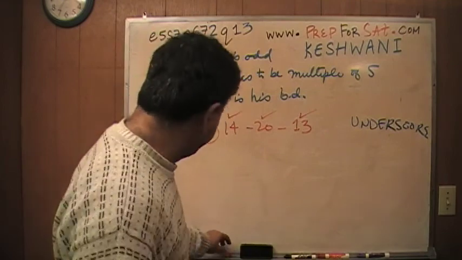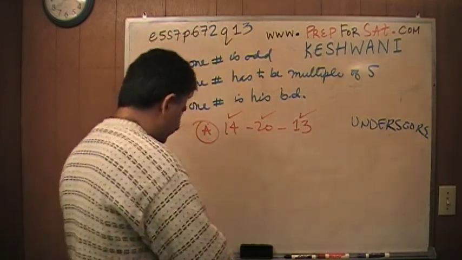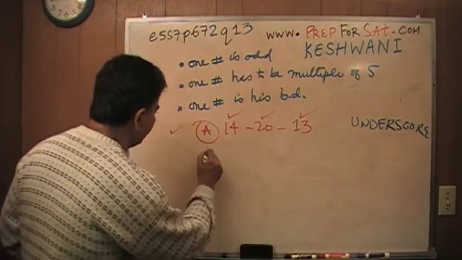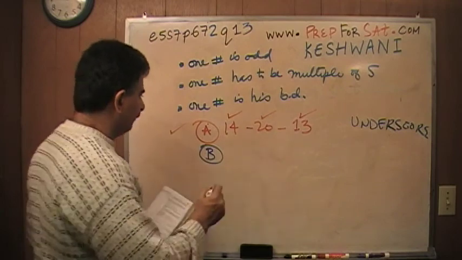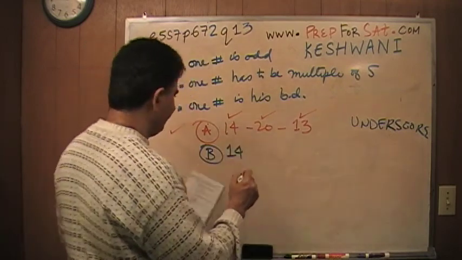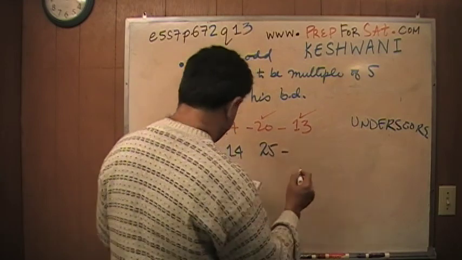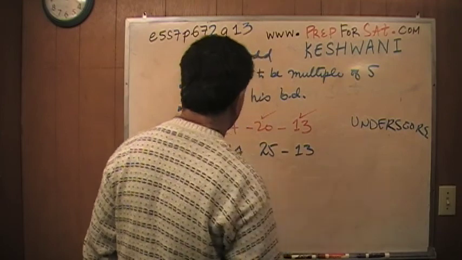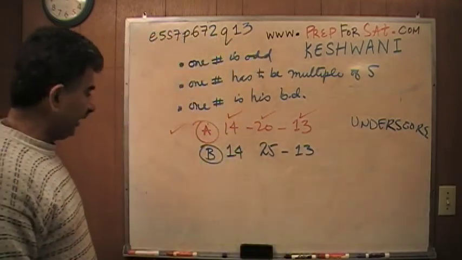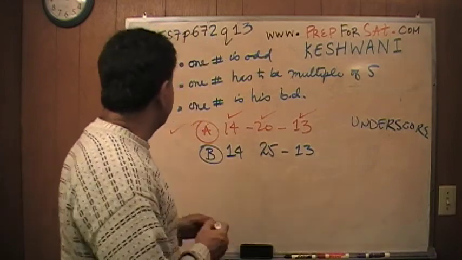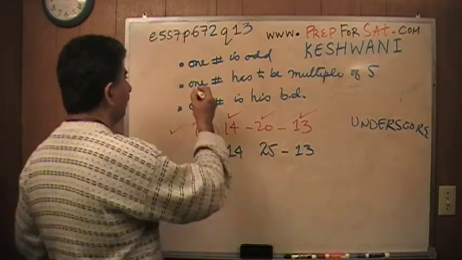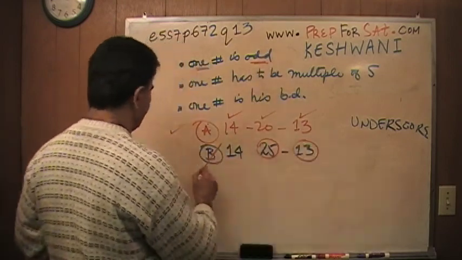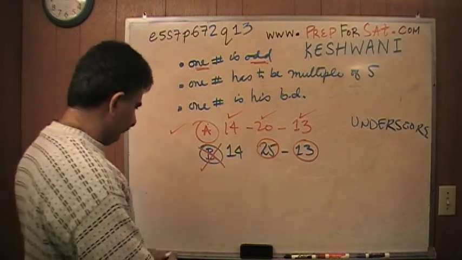Let's look at B. I always change colors in the answer choices because it's easier for you to see. 14, same as before, 25, and 13. Now we have a problem. We have a problem because we are told that only one number is odd. Here we have 2 odd numbers. No good. That one is no good. Let's look at C.